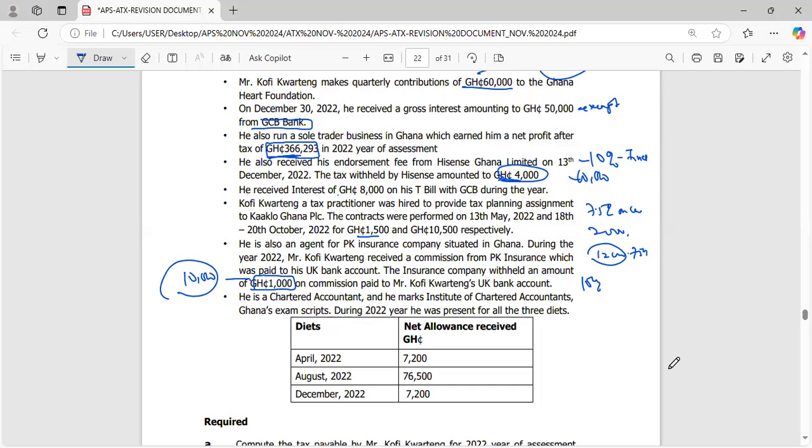Okay. Then he is a chartered accountant. This man alone was the problem. He marks Institute of Chartered Accountants Ghana exam scripts. During the 2022 year, he was present for all the three diets. So he received a net amount of 7,200 in April, 76,500 in August, and 7,200 in December. Now, what is the withholding tax on marking allowance? What's the rate? Marking allowance, what's the rate?